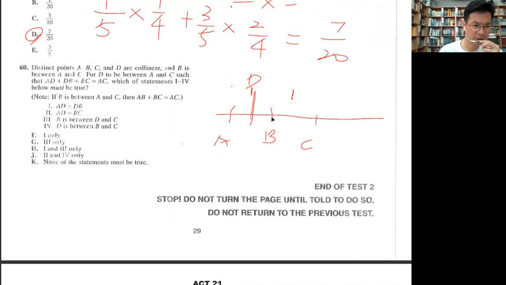AD, DB, BC, AC. Okay. AD is equal to DB. We don't know. AD is equal to BC. We don't know. D is between B and C. We know. D is between B and C. No. So only 3. So G.